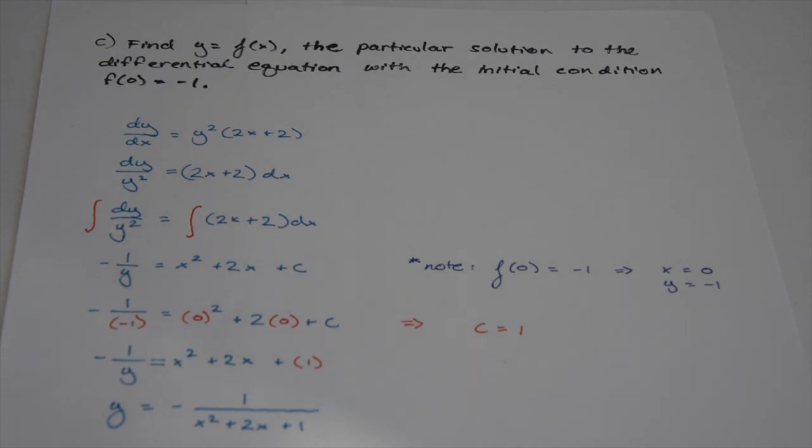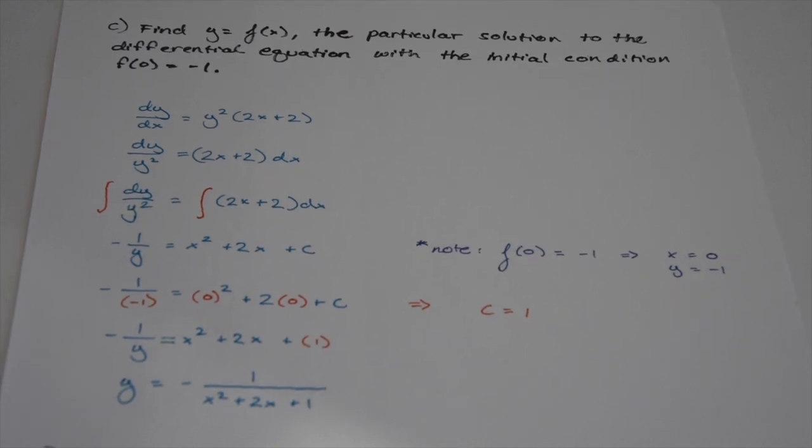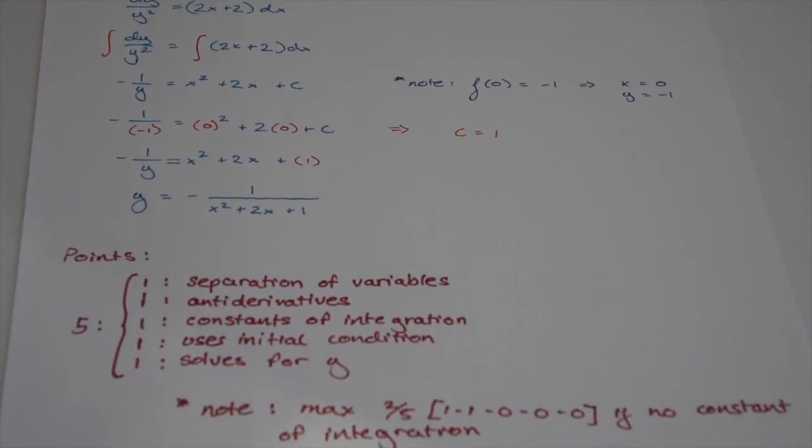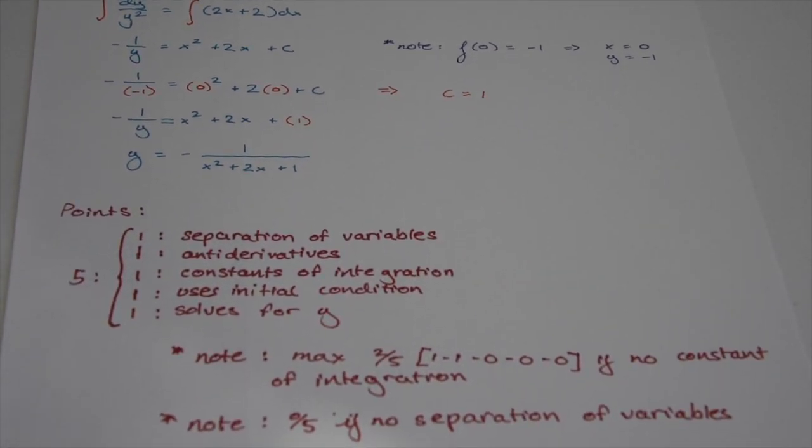Now, there's multiple points at play. This one is the big one. There are 5 points that you can possibly get. 1 for separating the variables in the start. That itself, 1 point, easy. Now, we can take the antiderivatives, get the constants of integration, use the initial condition, and solve for y. Those 5 points are what you can earn up to.